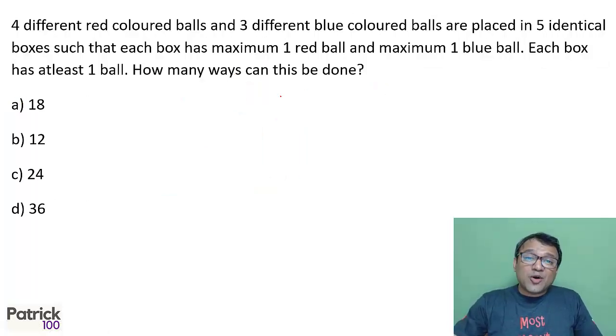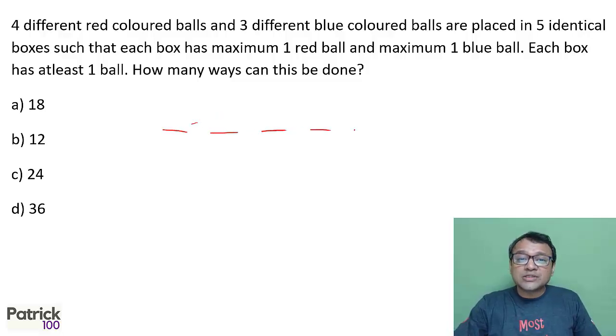4 different red colored balls and 3 different blue colored balls are placed in 5 identical boxes. You have 5 boxes. Each box has maximum 1 red ball. That means 4 boxes will have 4 red balls. Since all the boxes are similar, it doesn't matter how you arrange the red balls. But 4 boxes have 4 red balls because there are only 4 red balls. Each box has at least 1 ball. That means the last box will have a blue ball.